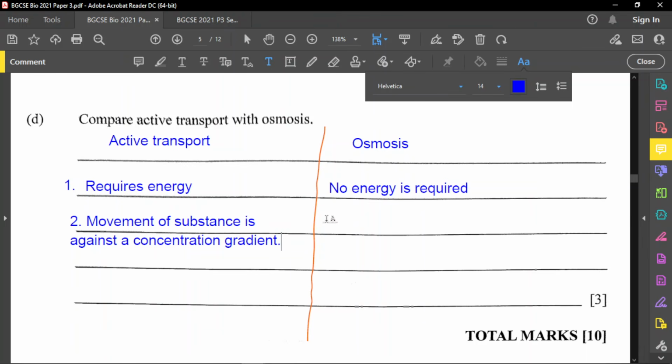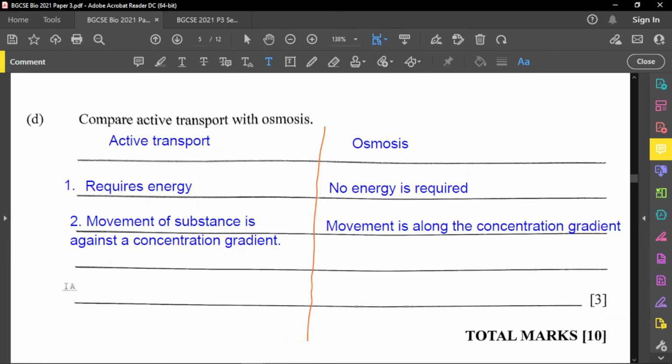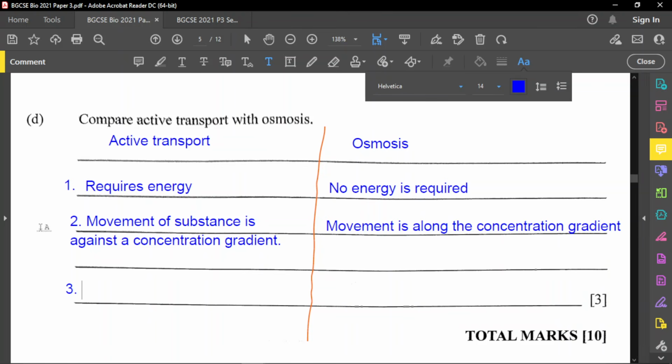And of course for osmosis, the movement is along the concentration gradient. I'm just trying to move as fast as I possibly can. So, movement along the concentration gradient. A third difference, which is our third mark, is that for active transport, you can have movement of any substance.